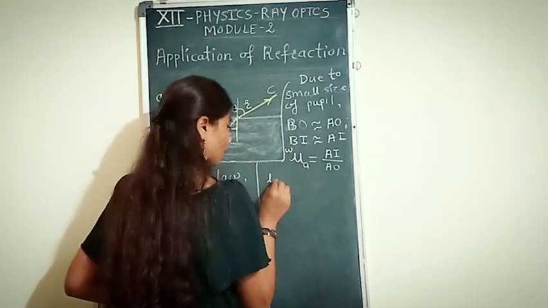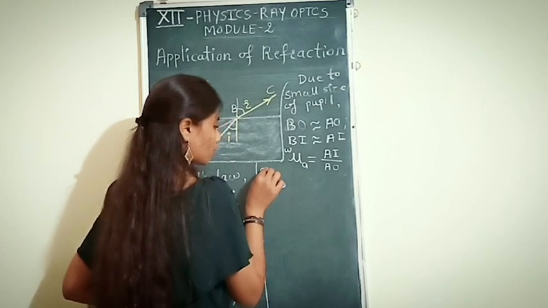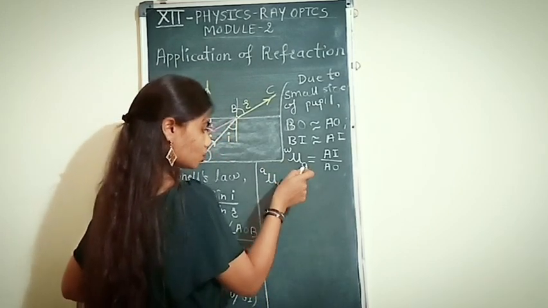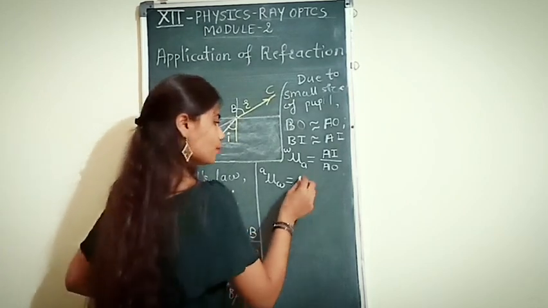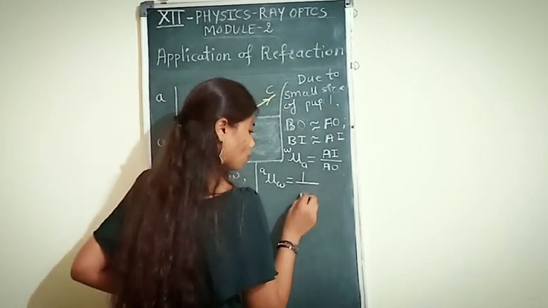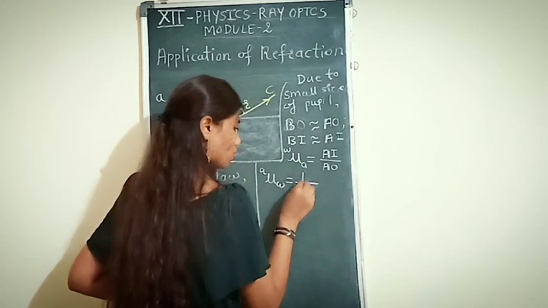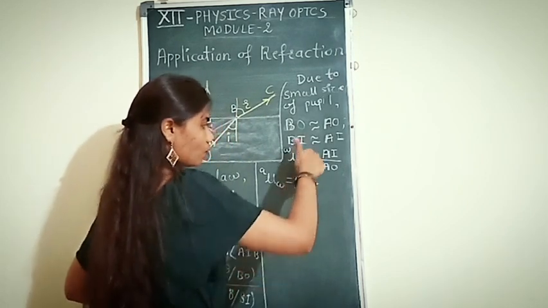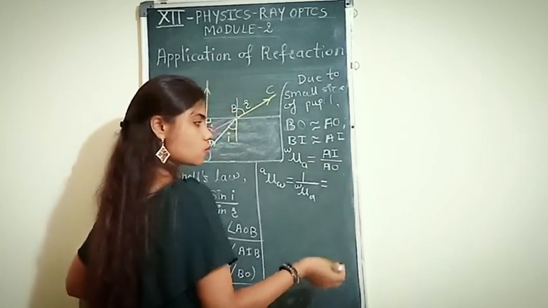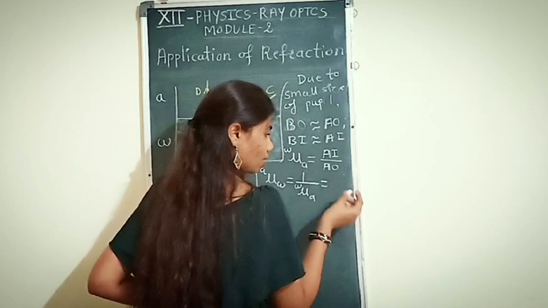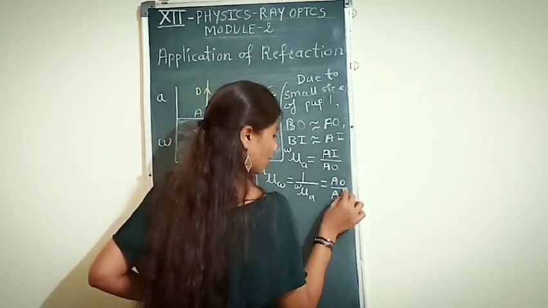Now, if I write the refractive index of water with respect to air, I have interchanged it. It is possible with the help of the principle of reversibility, meaning it can be written as 1 upon the refractive index of air with respect to water. And if I have inverted this, obviously the other side is also inverted, or we can take the reciprocal of it. It becomes AO upon AI.